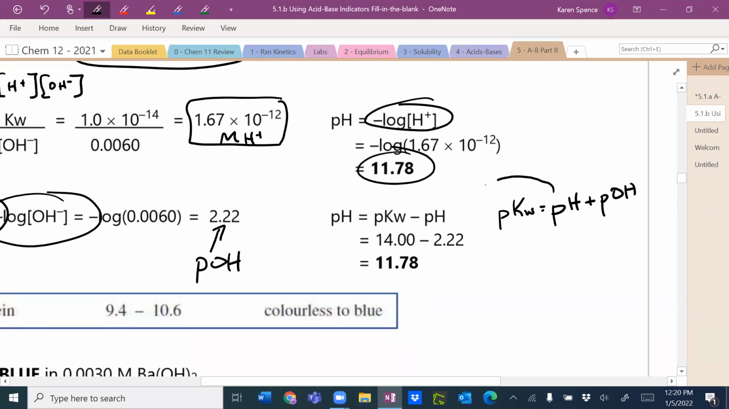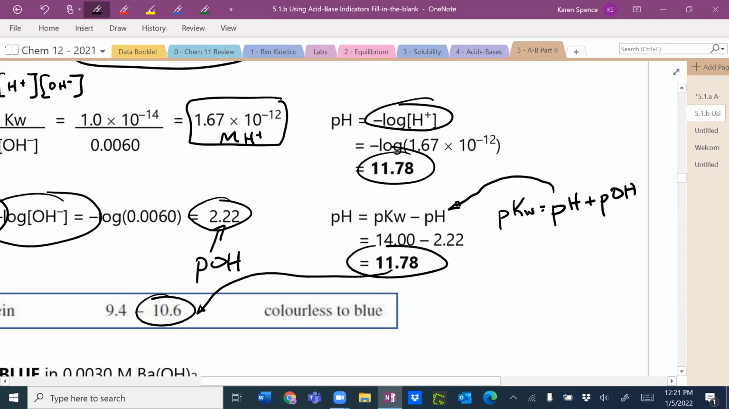We rearrange it to get that lovely one, which gives us 14 minus pOH 2.2 is 11.78. If you don't get the same answer going both ways, then you've done something wrong. Now, at 11.78, what is our color going to be? Well, that is above 10.6, so that is going to be blue.